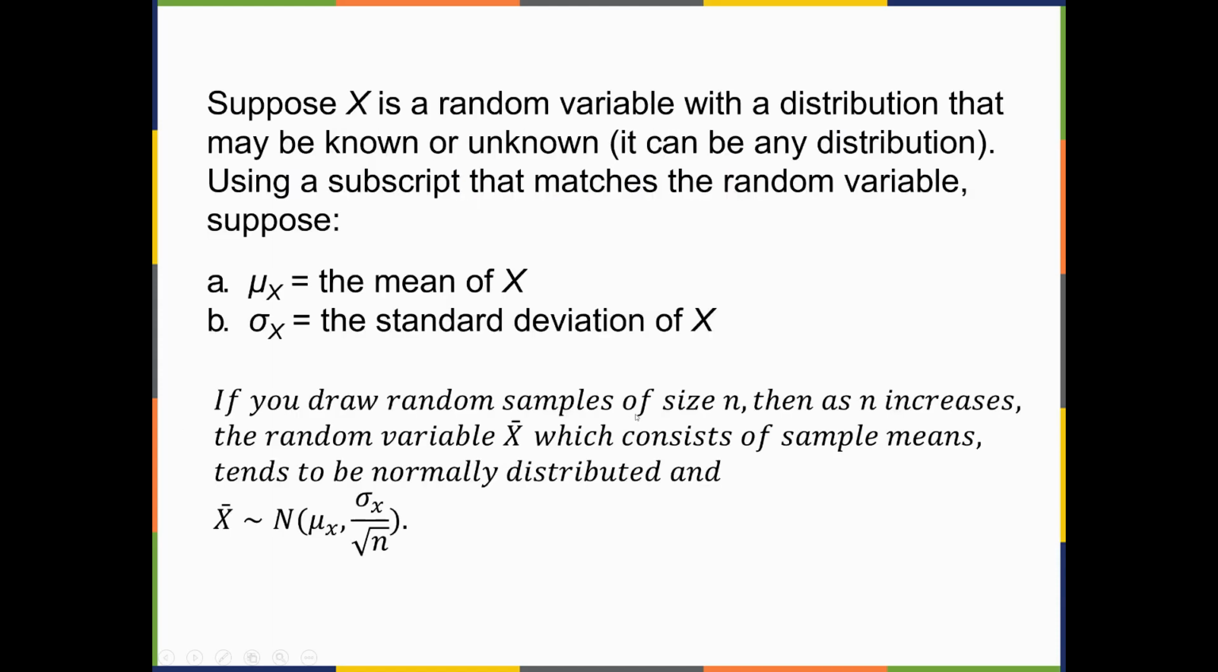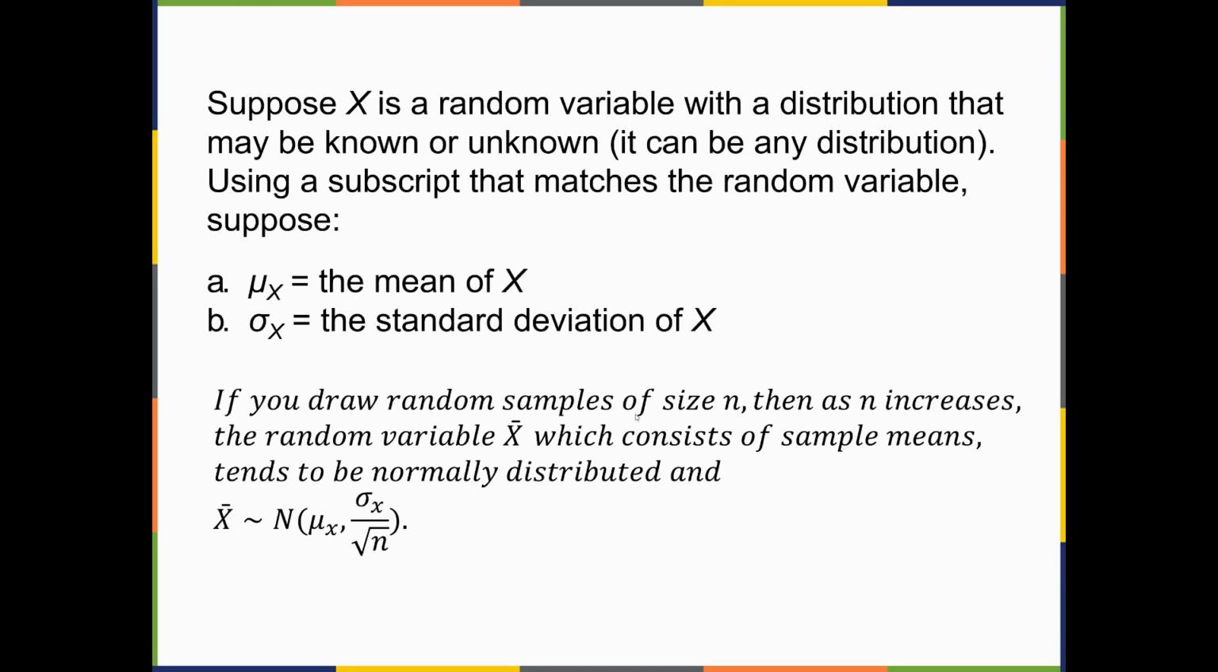All right. So let's suppose we have some random variable x, and it has some distribution that we may know or we may not know. It doesn't matter. And we're going to define a few new things. We're going to have mu sub x be equal to the mean of our random variable, and sigma sub x be equal to the standard deviation of our random variable. So we're going to make sure that we're using subscripts that match the random variable so we can make sure we keep those intact.